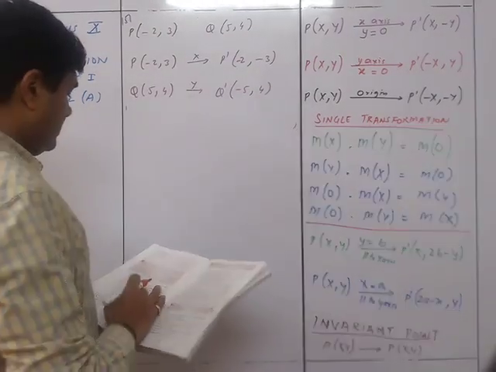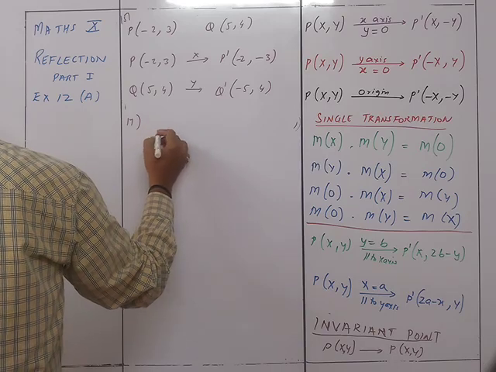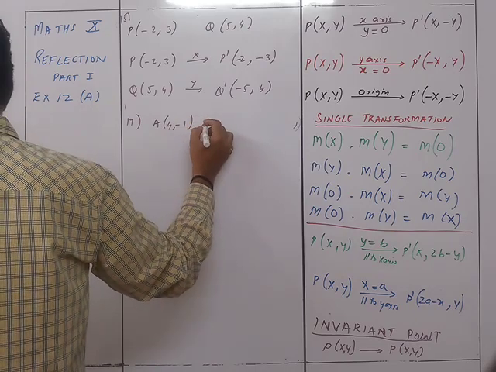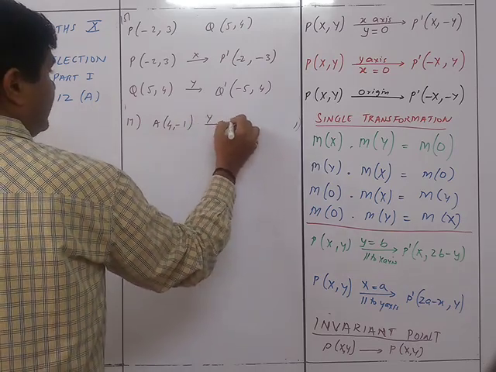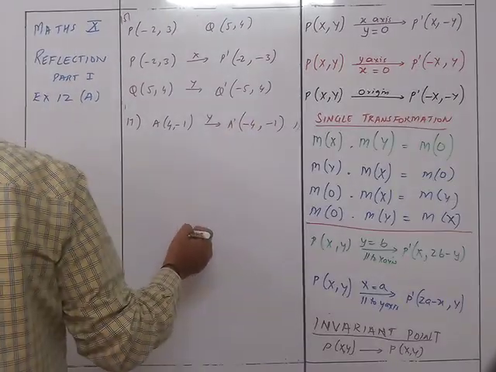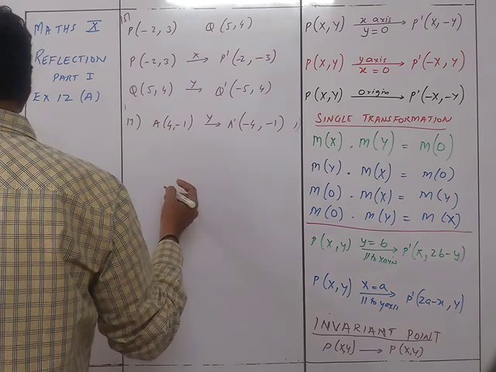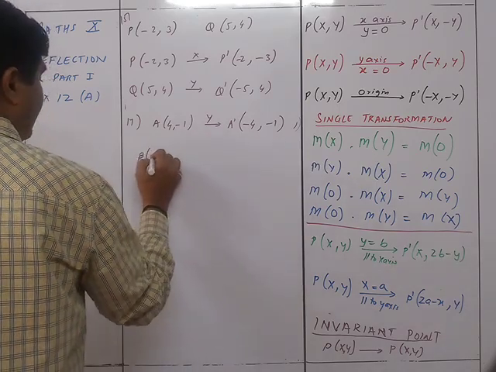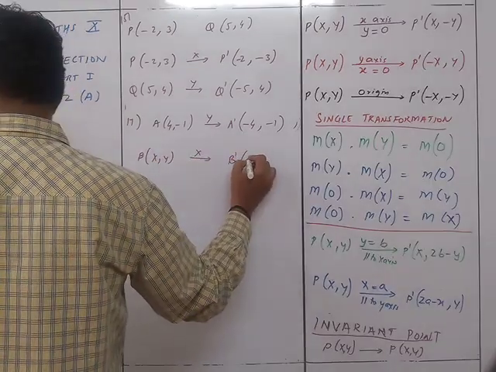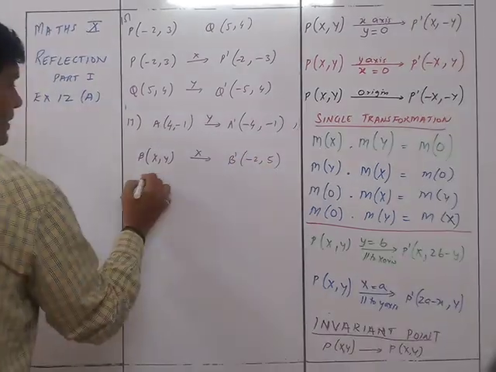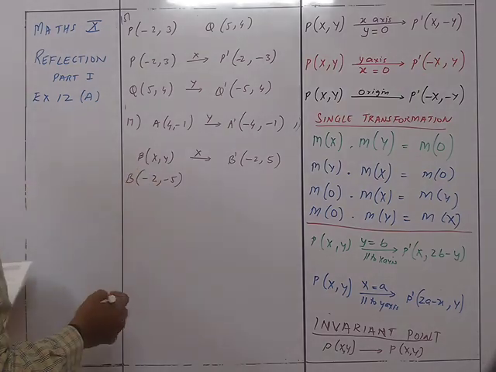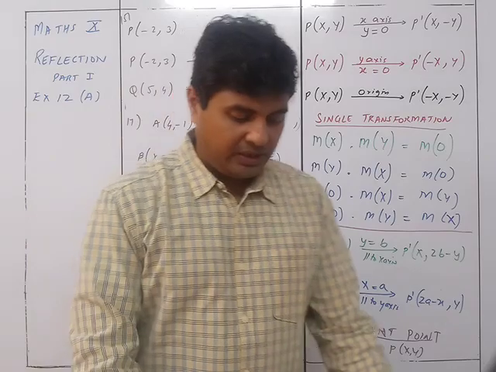Okay, that's the answer. Question number 17: A is (4, -1), reflected as A dash in y-axis. In y-axis, y remains the same, so A dash is (-4, -1). Point B, reflected in x-axis, is mapped to B dash, which is (-2, 5). So B (x, y) reflected by the x-axis gives B dash (-2, 5), where x doesn't change, so B is (-2, -5). That's the answer. So this was the first exercise.